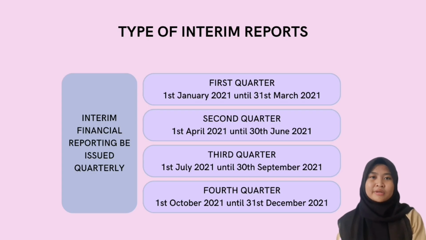Type of interim report. Interim financial reports can be semi-annual, quarterly, or bi-monthly. Interim financial reporting for Drb-Hicom is issued quarterly, so it will have 4 periods. The first quarter starts from 1st January 2021 until 31st March 2021. The second quarter starts from 1st April 2021 until 30th June 2021. The third quarter starts from 1st July 2021 until 30th September 2021. The last quarter starts from 1st October 2021 until 31st December 2021.